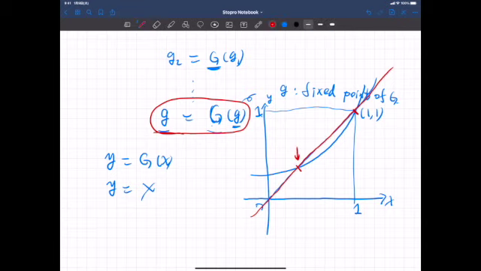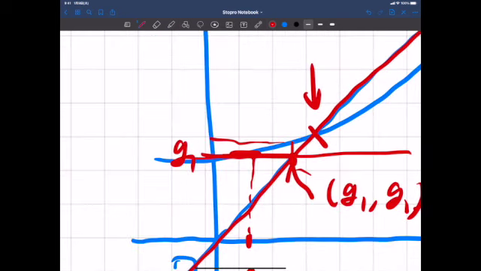So first, suppose we have g_0 somewhere here. Then we put this value into this function uppercase G. Then using this function, we draw a horizontal line to find the next value. So this y coordinate is g_1. Then we substitute this g_1 into this function again. That will give you the value of g_2.